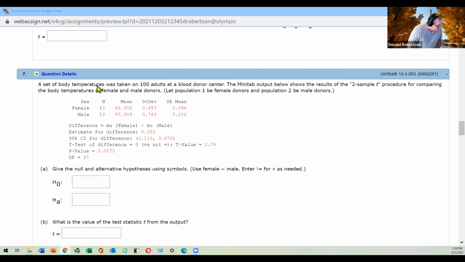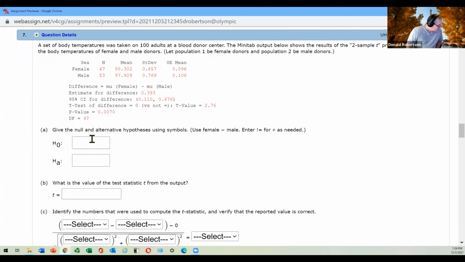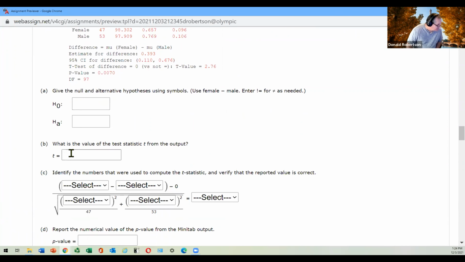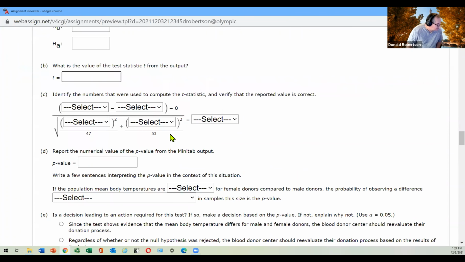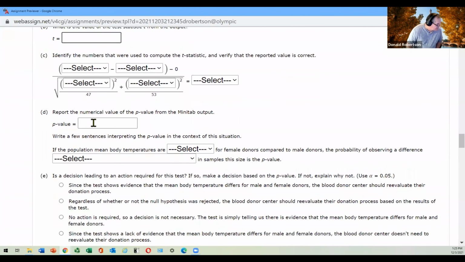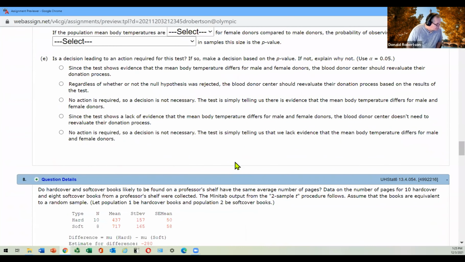A set of body temperatures was taken on 100 adults. 47 of them were female and 53 were male. This here is a printout. So basically this is kind of what you would see in SALT, or at least similar to it. And we are going to take this information and create a hypothesis test, find the t-value, calculate this fella, find the p-value, and then make a conclusion.